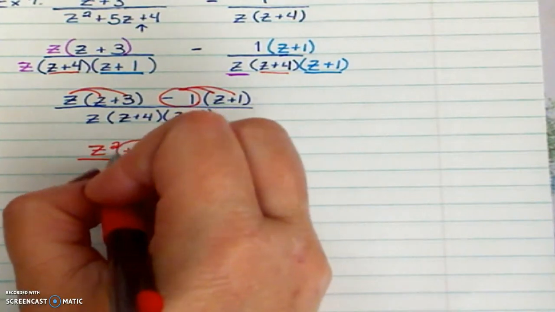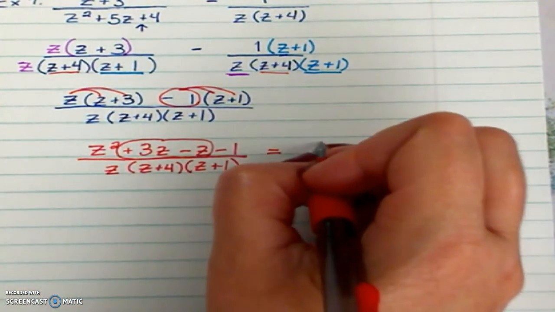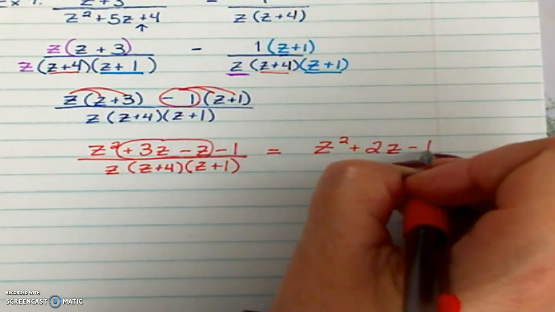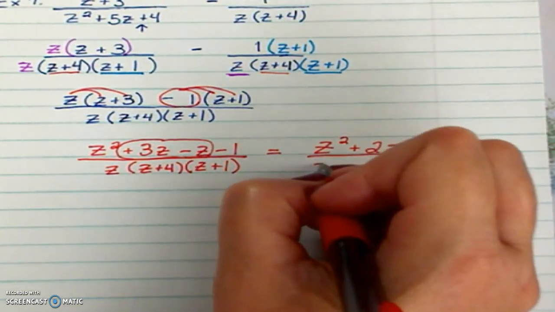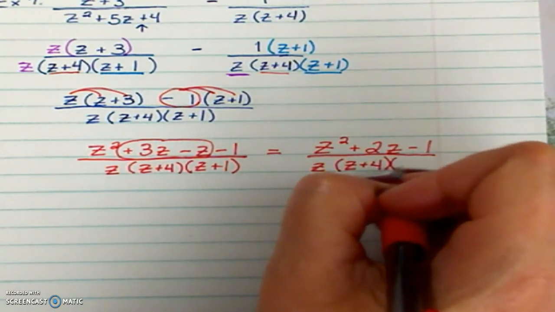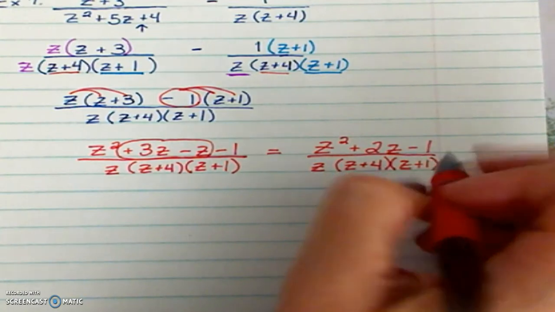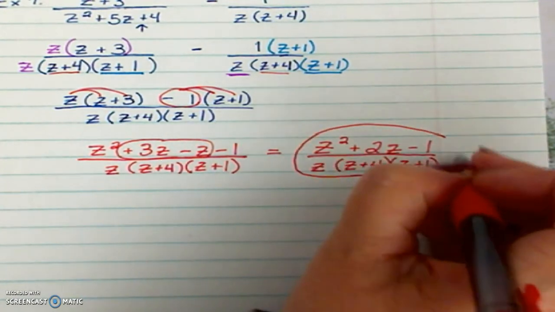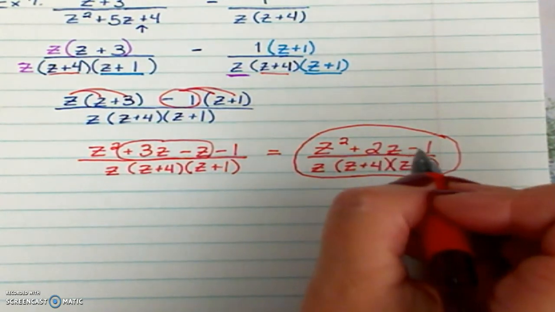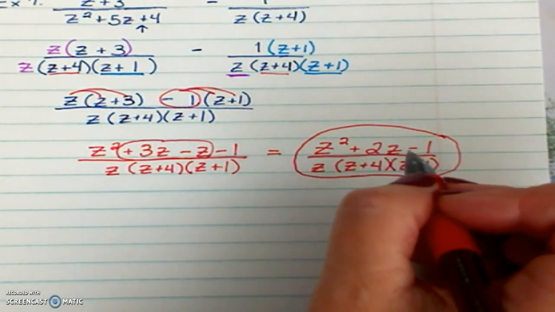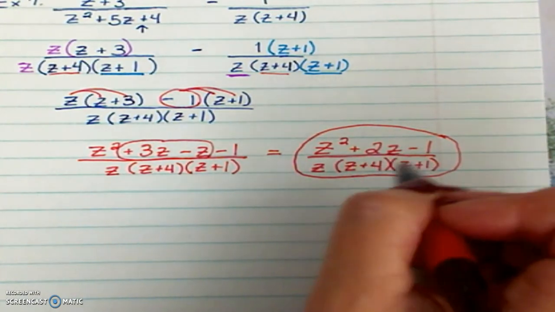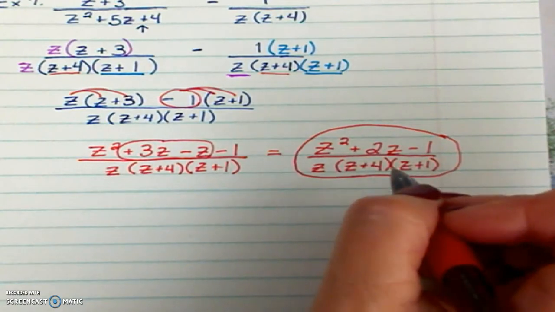Now, if I group like terms together in the numerator, your answer becomes z squared plus 2z minus 1 over the common denominator of z times the quantity z plus 4 times the quantity z plus 1. And there's your answer. If you try factoring the numerator, the negative sign says the signs are different. So you would have a positive 1 and a negative 1, and that leaves you with no z term. So we cannot actually do anything with this one, and this is the factored form.